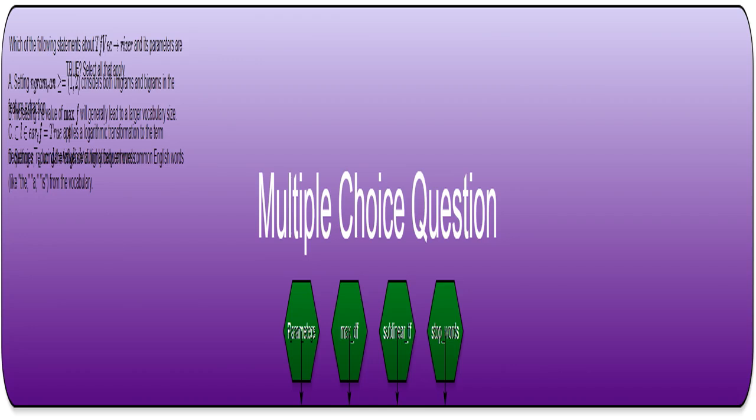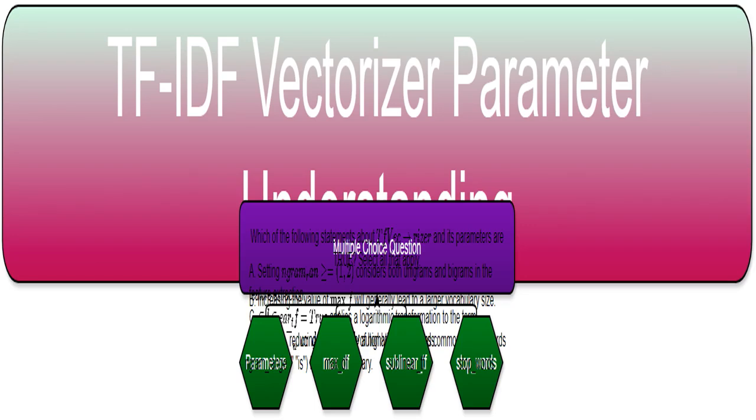This is a multiple-choice question about the TF-IDF vectorizer, a tool we use to convert text into numbers that machine learning models can understand. It tests your understanding of how the vectorizer works and its various settings. This question asks you to identify which statements about the TF-IDF vectorizer's parameters are true. We'll analyze each parameter one by one. Think of it like a quiz to see how well you know the settings.